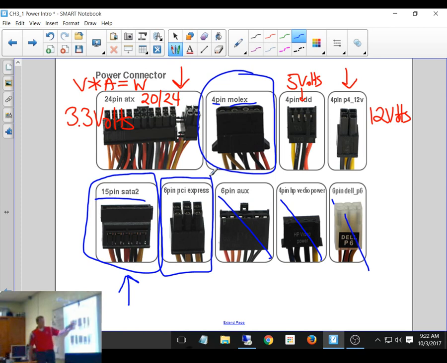So, I've got this one on all of them. How many of these I have depends on what power supply I buy. Okay? And just because I have a lot of plugs doesn't mean I can use them all. That's part of the definition of the wattage. And then the PCI Express, again, is a 12 volt, and I think I might have one of those in here too.